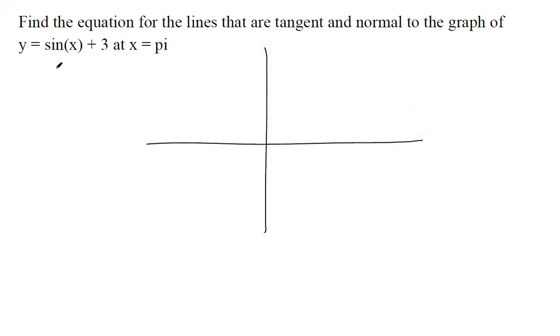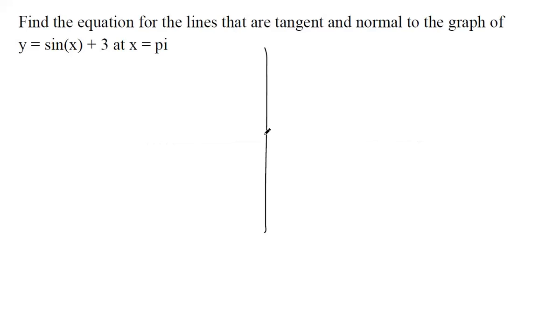So the graph of y equals sine of x plus 3 looks something like this. So at x equals pi, pi is right around here for the graph, because that's pi over 2. So a tangent line would look like this. Touches at just one spot.